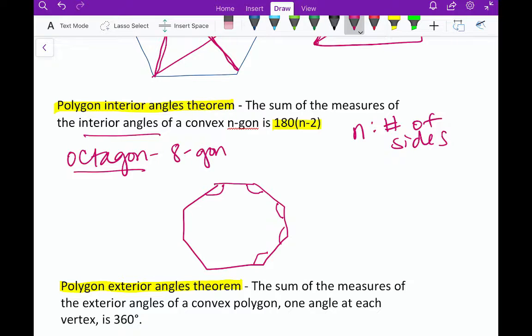They're not necessarily all the same. If it's a regular octagon, then they would all be congruent, okay? But they're not necessarily all congruent. But I can find the sum, and I just plug into this formula. 180 times 8 minus 2, because it's an octagon, it has 8 sides. So in other words, 180 times 6, which is equal to 1,080. So the sum of the interior angles in this octagon, or any octagon, is going to be 1,080 degrees. So if I know 7 of the angles, I can find the 8th. Or if I know that all of them are congruent, I can find how much one angle is.